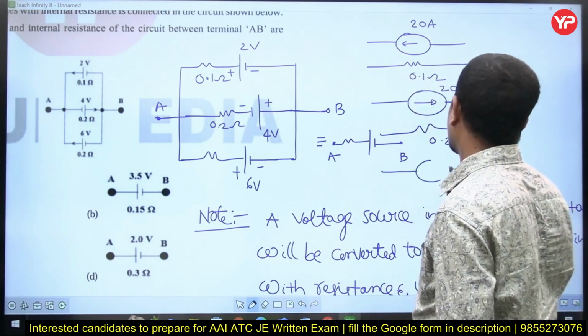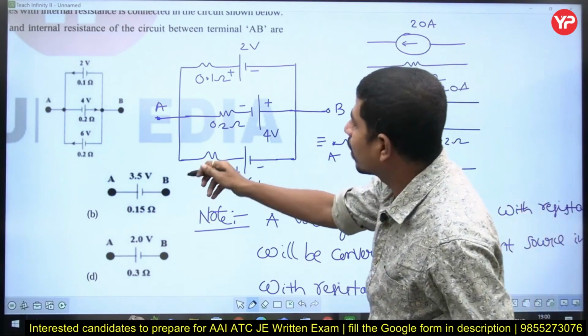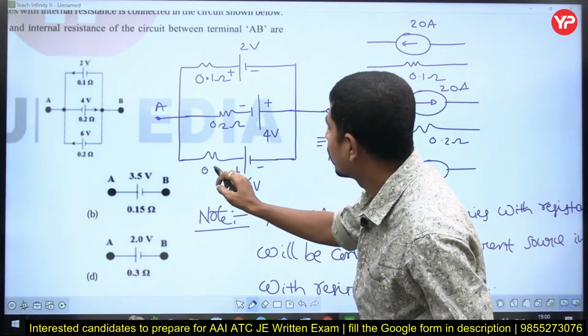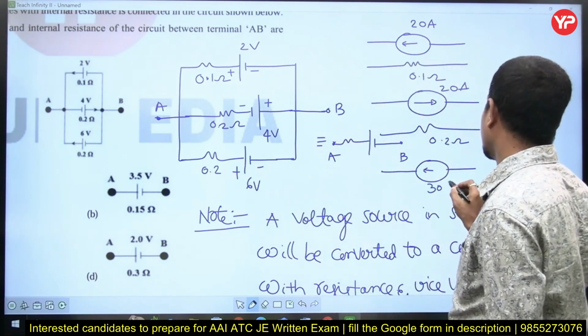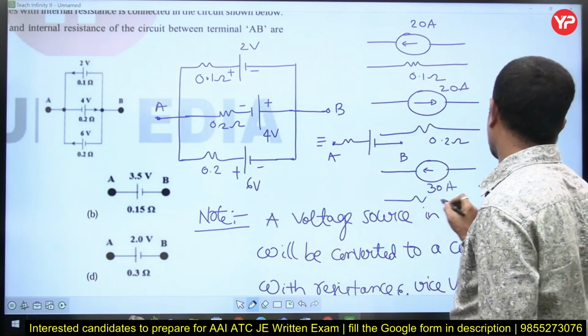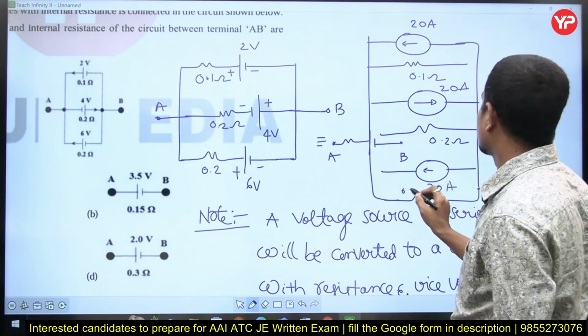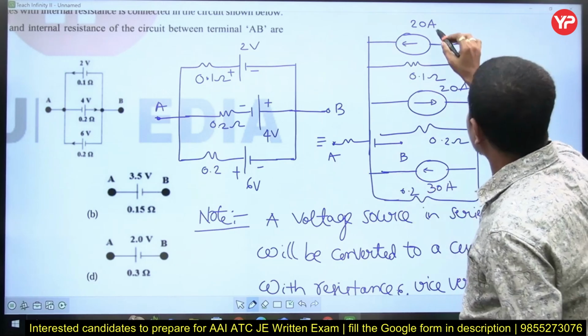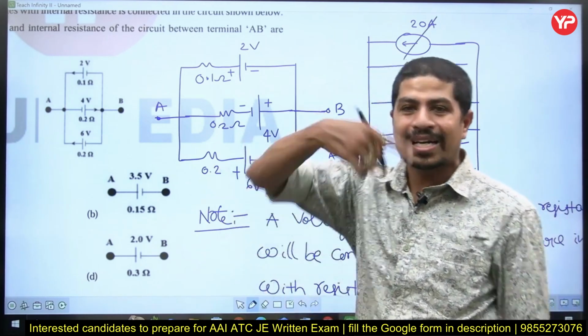This is a current source. How much is it? 6 divided by 0.2, it is 30 amperes, and this resistance is also 0.2. All these are connected in parallel. Now, this 20 and this 20 are exactly opposite, therefore both will get cancelled. The resultant will be 0.